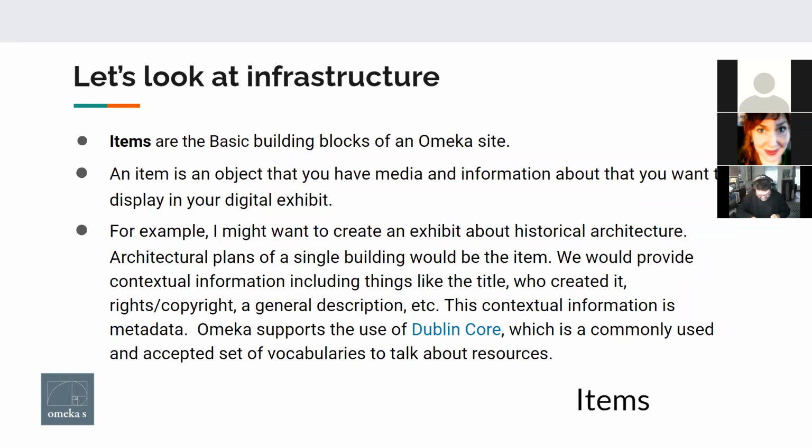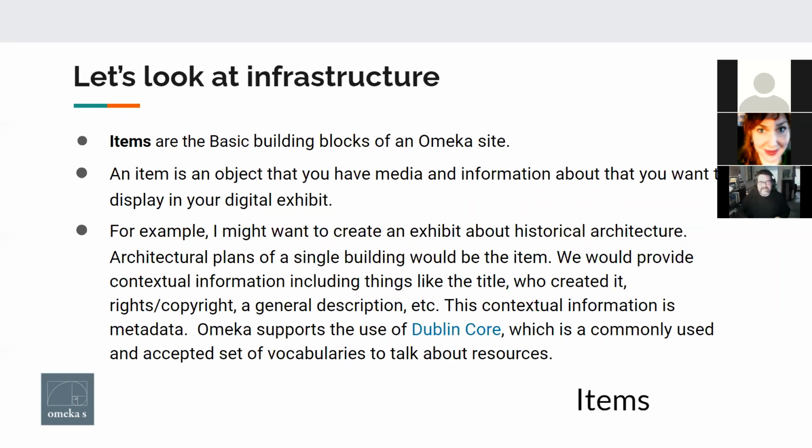So items are the basic building blocks of an Omeka site. And these would be the resources that you're going to be working with. So an item is an object that you have media and information about. And in theory, it would be things that you would want to eventually put into an exhibit or a page. So for example, I might want to create an exhibit about historical architecture. Architectural plans of a single building would be the item.